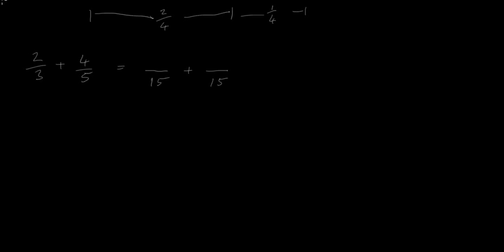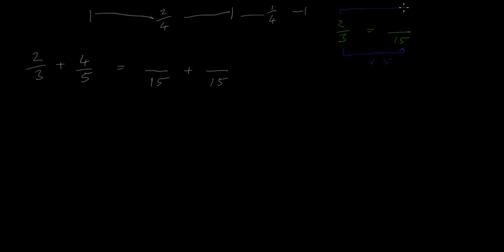So let's have a look at 2/3. So if we take 2/3 and we want to change that into 15ths, okay? So let's have a look at the number on the bottom here. So we have a 3 here. How can we change that into a 15? Well, we just multiply by 5.